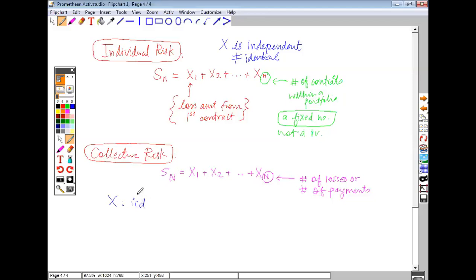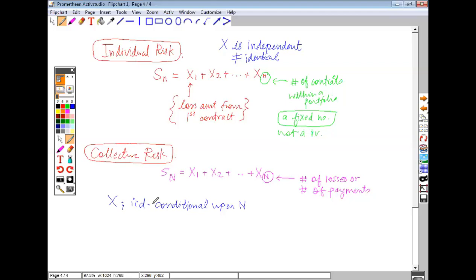So I define these in a way that there is a similar chance of it happening. But whenever I'm saying that my X's are IID, I have to take into consideration that my X's become independent and identically distributed only if I know my N. So this is conditional upon N. So my X's are IID only if they are conditional upon N.